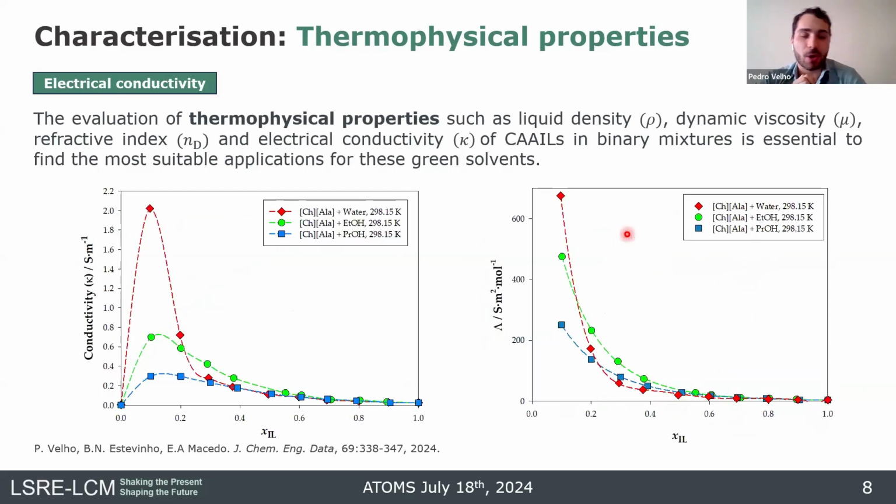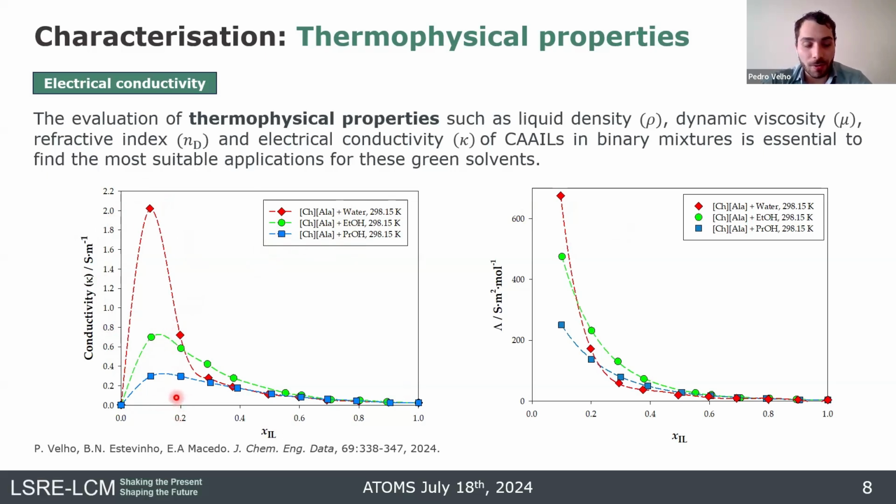Another very important property when we are talking about ionic liquids or electrolytes in general is electrical conductivity. And normally we measure electrical conductivity, and then we also calculate the molar conductivity. As you can see here in this example, also for the same choline amino acid ionic liquid with the same solvents, they normally present a maximum at about 0.1 or 0.2 mole fraction of ionic liquid.